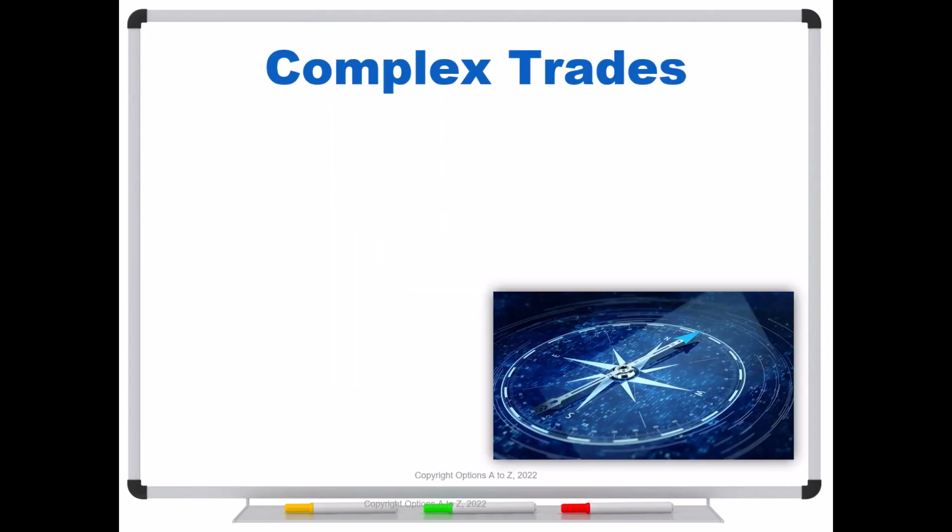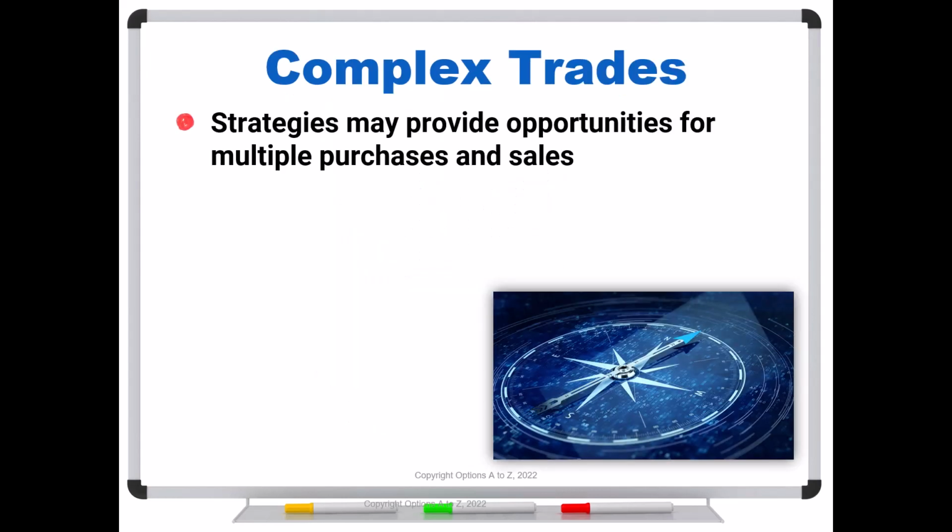So complex trades. Remember that some strategies may provide opportunities for multiple purchases and sales. They've got lots of legs, lots of strikes to them. We don't have to open it as one trade and shut it down as one trade. We might open it as one and peel off some of the parts, or we might leg into it, take some of the smaller pieces and build a more complex position. But that means we have lots of things to trade if you know where to look. And this is where a lot of the opportunities lie that most traders miss.